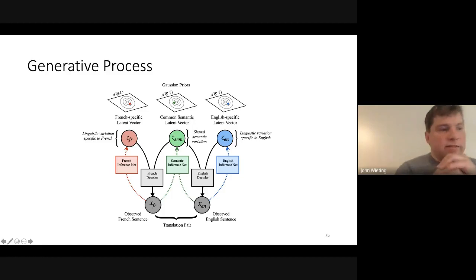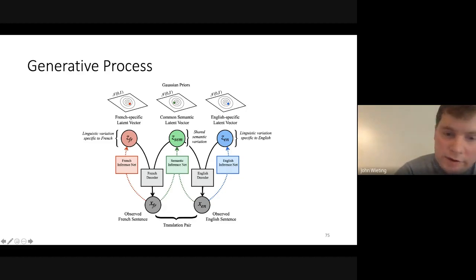But back to this model. This is our latent variable model, and this is our generative story, where we're saying that you can generate a translation pair. You have three latent variables: one responsible for French linguistic variation, one for the shared semantic variation, and one for the linguistic variation specific to English. To generate a translation pair, you first generate the shared semantic variable that's responsible for its meaning.